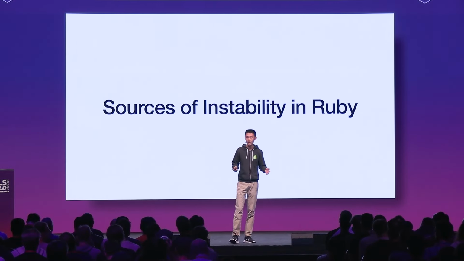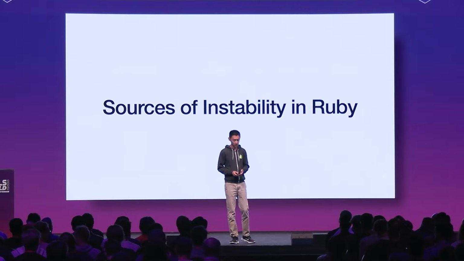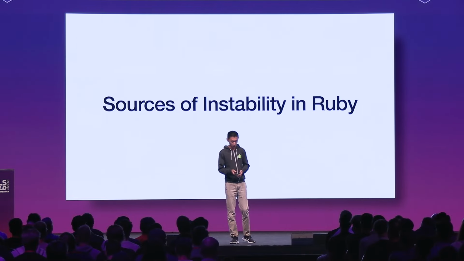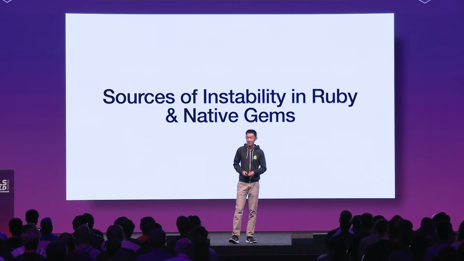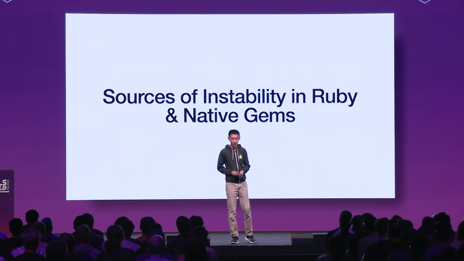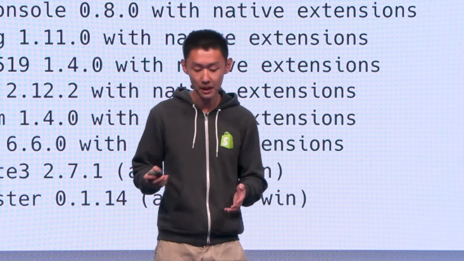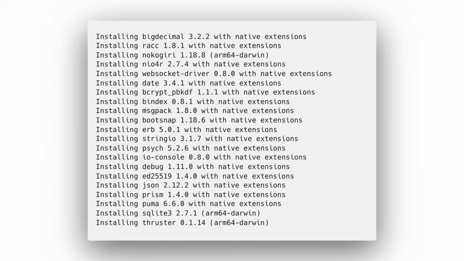So let's first take a look at why Ruby could crash. Or, I should add, and native gems. Your app may have tens or even hundreds of native gems. And in fact, if you don't believe me that there's a lot of native gems in your app, a brand new Rails app installs 21 native gems. This adds 21 additional possible sources of instability inside of your app.